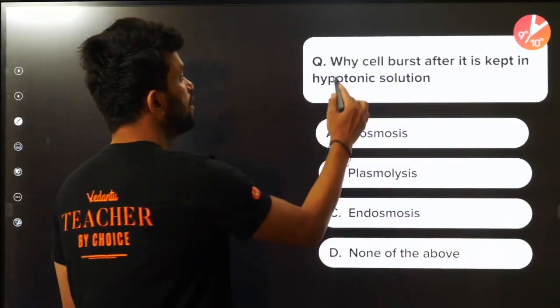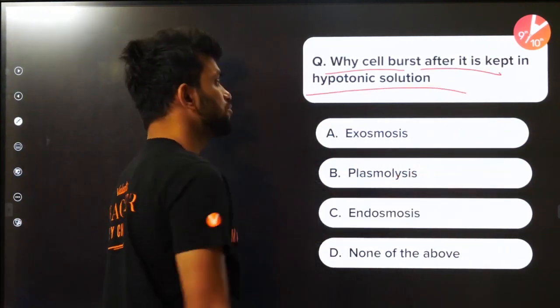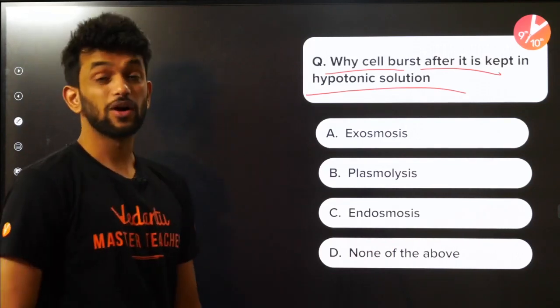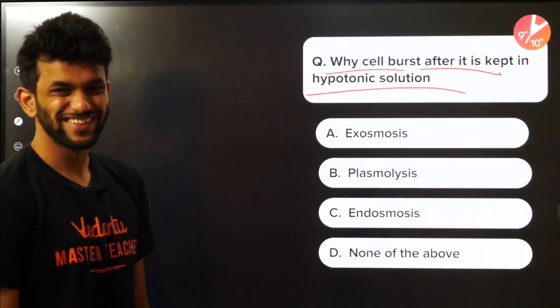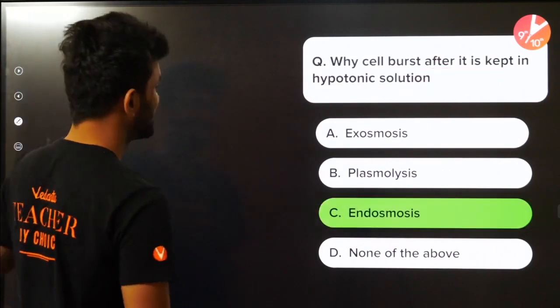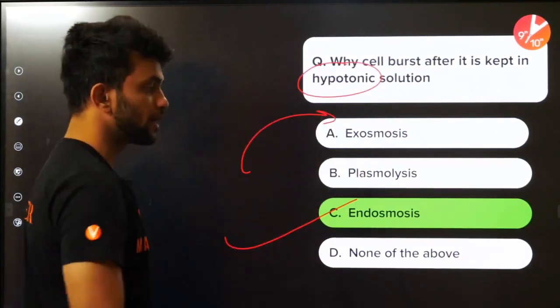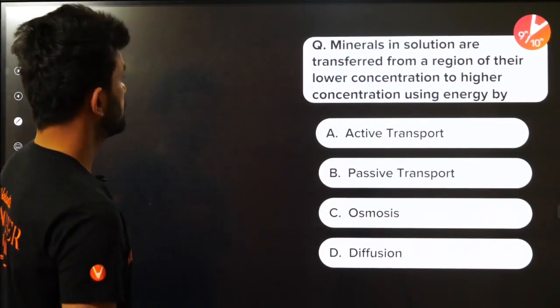So here's a question for you. Why do cells burst when kept in a hypotonic solution? Because of exosmosis, plasmolysis, or endosmosis? Come on, guys, tell me in the comment box. What will the answer be? Yes, the answer is endosmosis, in a hypotonic solution. The water will go into the cell.